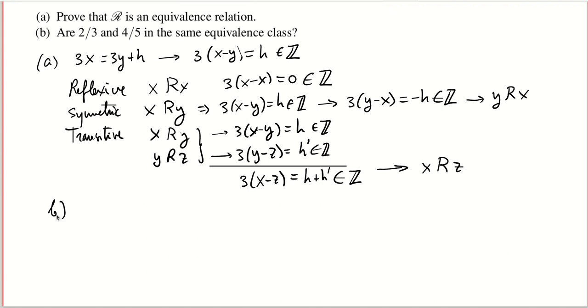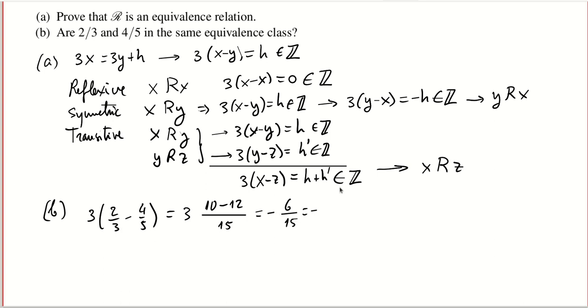For the second, we just need to check whether these two numbers satisfy this relation. So we just multiply 3 by (2/3 minus 4/5). I multiply this by that, this is 10 minus 12, divided by 15. 10 minus 12 is minus 2, times 3 is minus 6, so you have minus 6 divided by 15, or if you prefer, minus 2 divided by 5. But clearly this is not an integer.